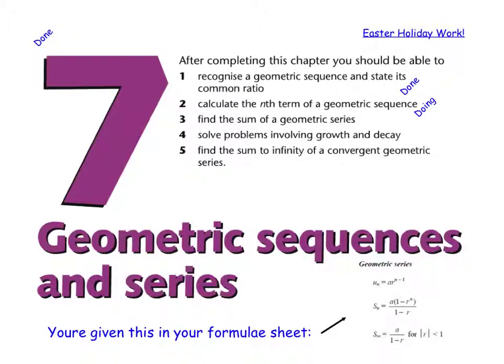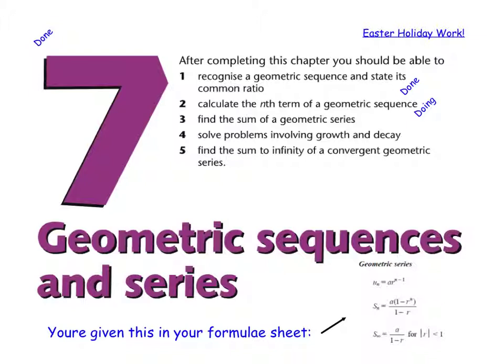Welcome to the second lesson on geometric sequences and series. In the first lesson we recognised the geometric sequence and stated its common ratio. You remember we call that R and we define it as one term divided by the previous term, or it's what we do to one term, what we multiply it by to get the next term.